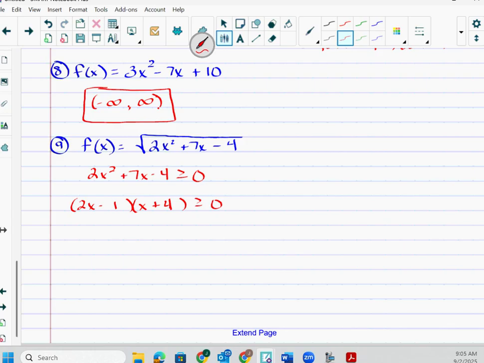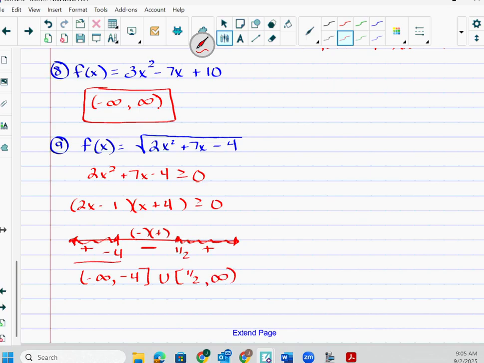There, finally. So on my number line, I've got -4. Hey guys, up here, let me just go through it. I've got -4 and 1/2. We plug in whatever you want other than those. I will test 0. That gives me a negative and a positive. Overall, that's negative. Positive. So I want greater than or equal to 0. I want those parts. So negative infinity to -4, union 1/2 to infinity.